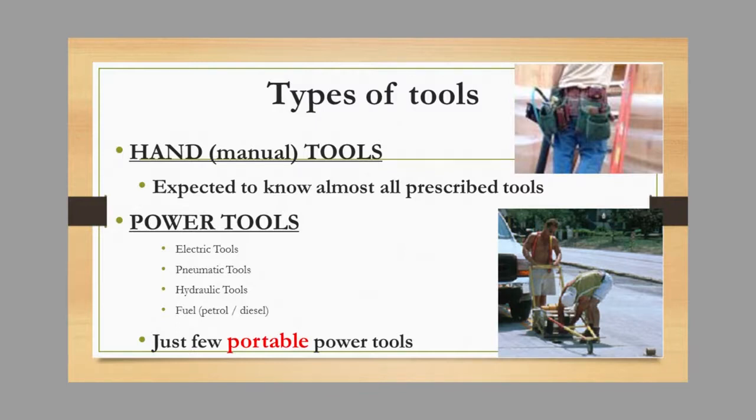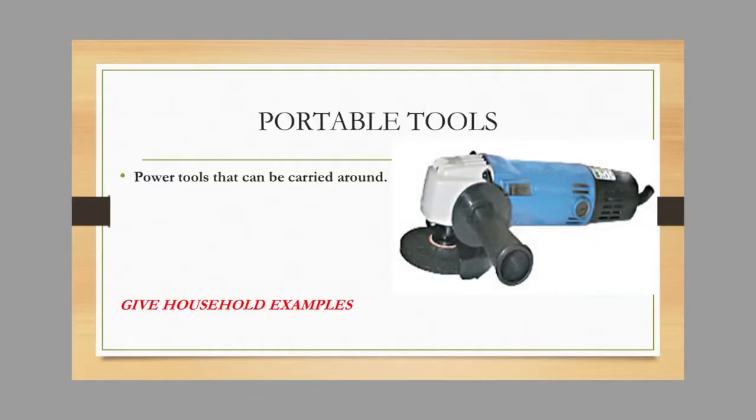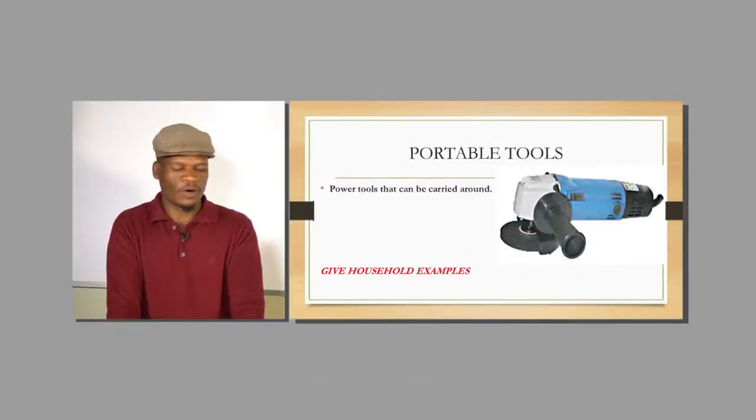Their power will need to be sourced either from electricity, from pneumatic, or it can be hydraulic, or it can be fuel, which is going to be diesel or petrol. Then just a few of them will need care and maintenance. To give a little example of the portable tools, that baby grinder that you see there can be a good example of a power tool, which is a portable tool.